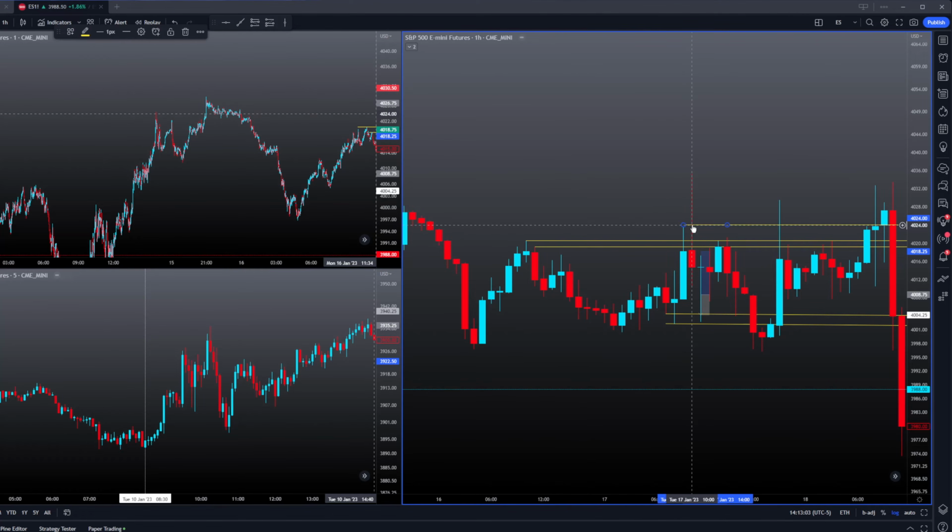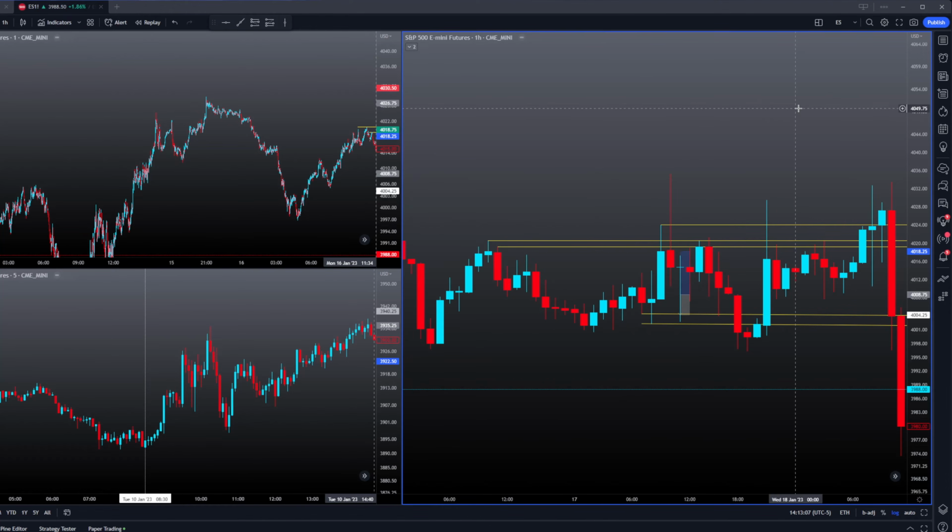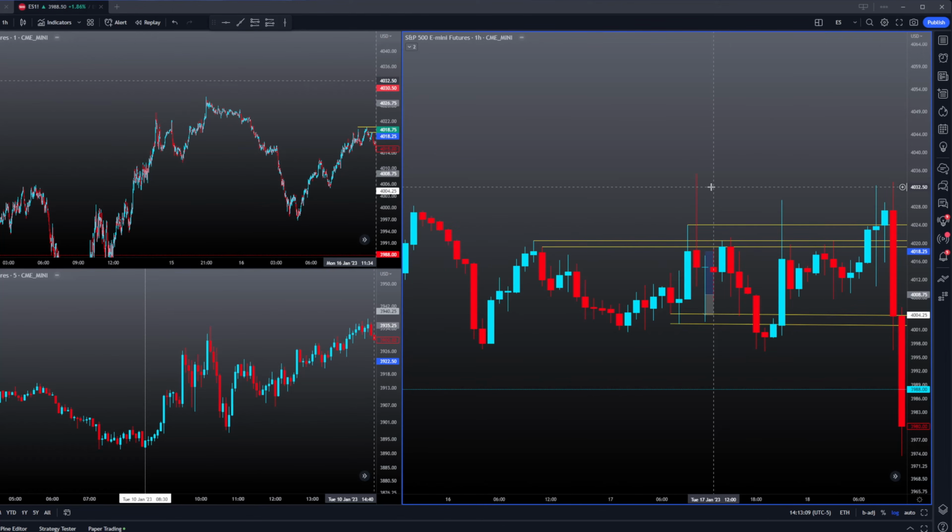Gotta delete that one really quick because that's at 9 a.m. Actually, we'll go ahead and keep it. Alright, so these are our main levels for the day.